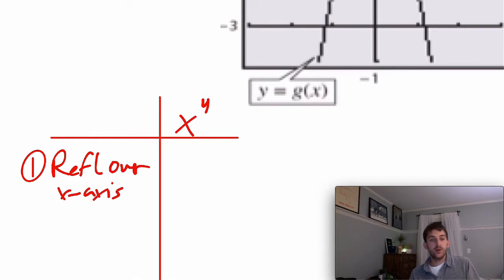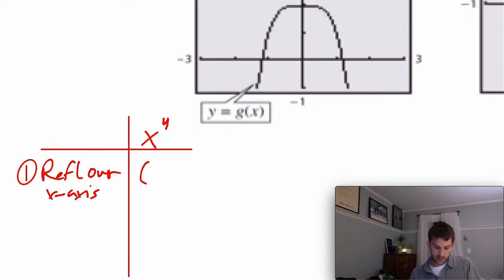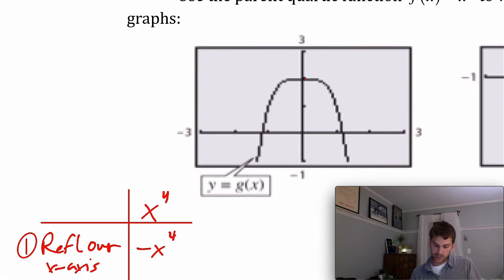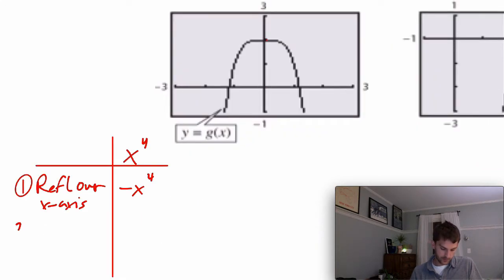So by starting by reflecting over the x-axis, what we're going to do is put a negative in front of it. Negative x to the fourth. So reflecting it over the x-axis, we're just taking the opposite of everything, which in this case is only the x to the fourth. Now we also have to shift it up a little bit. It looks like it's been shifted up by 2.